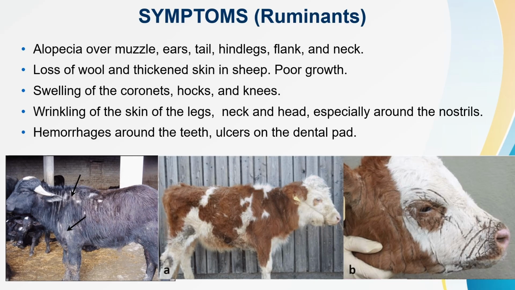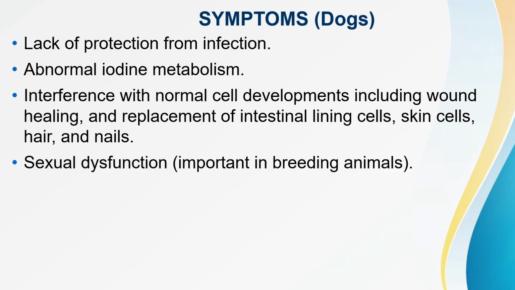Symptoms in ruminants are as follows: alopecia over muzzle, ears, tail, hind legs, flank, and neck. Loss of wool and thickened skin in sheep. Poor growth. Swelling of the coronets, hocks, and knees. Wrinkling of the skin of the legs, neck and head, especially around the nostrils. Hemorrhages around the teeth, ulcers on the dental pad.